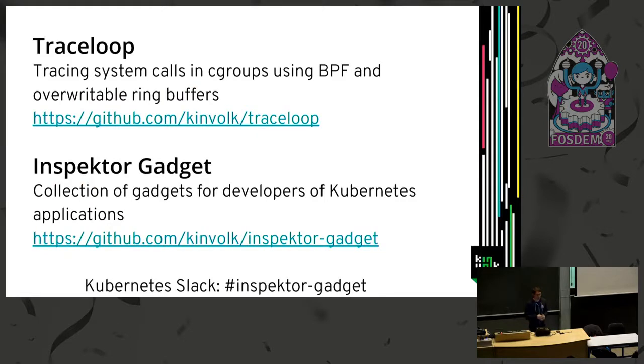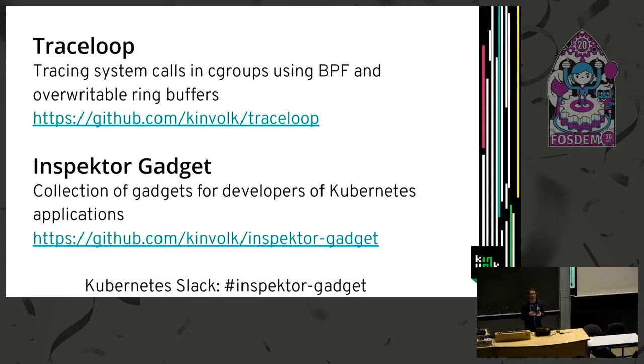So I will present first the Traceloop software. What it does, it traces system calls, a bit similar to Strace, but done in a different way. It uses cgroups and BPF, and it uses overwritable ring buffers that I will explain a bit later. And then I will talk about Inspektor Gadget, which is kind of something on top to use Traceloop and other things on top of a Kubernetes cluster.